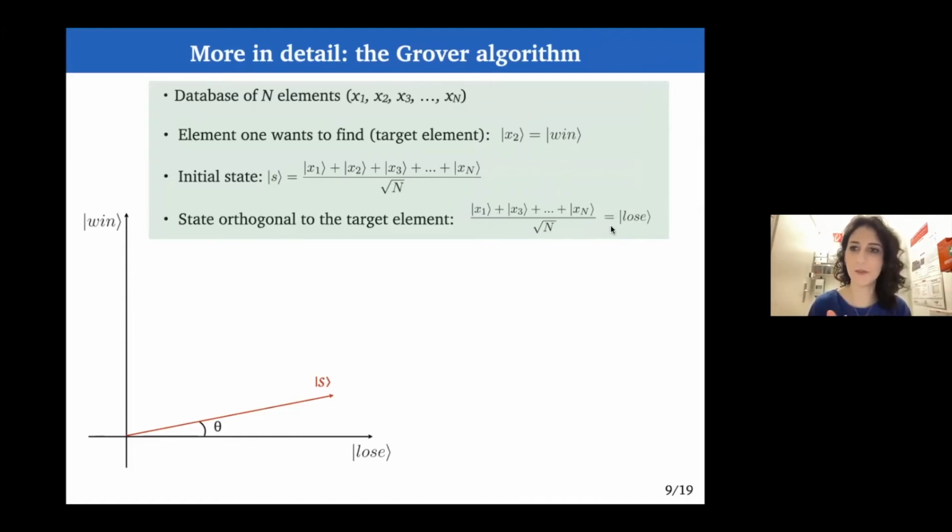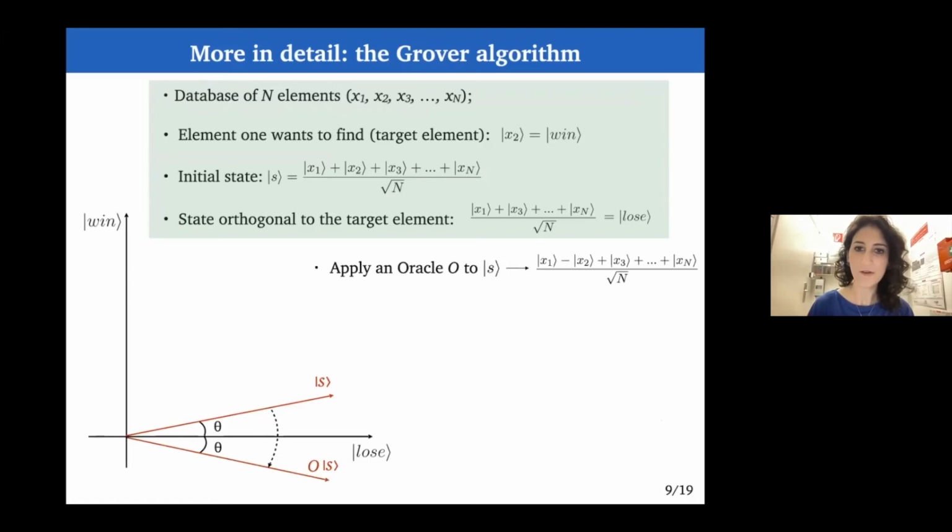Geometrically and very intuitively, you can also picture this. You can picture a plane. You have the win state, which corresponds to the y-axis, and the loose state, which is along the x-axis. Then you have an arbitrary initial state S, which is the superposition of all the elements. You can represent it as a vector on this plane. It forms a certain angle theta with the loose state, for example. The very intuitive idea behind the Grover search is that you want to do some operations on your initial state to push it towards the win state. You want to rotate it as close as possible to the win state, because that's where you want to go, that's what you want to find. And this is exactly what the Grover search does.